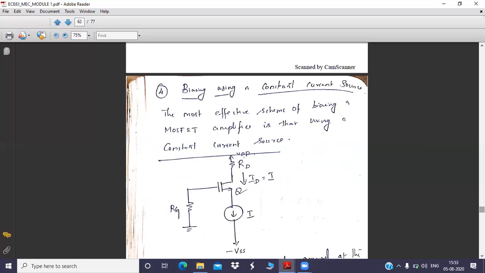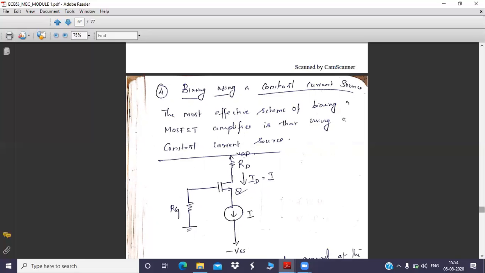Again, we are not getting the Q point in a stable manner. ID changes drastically with respect to temperature variations or other external parameters. That is not appreciable. Whereas in the second and third cases, by using some degeneration action, we are able to maintain the Q point stable. In the second case, we have added RS. And we discussed what happens when RS increases: the slope of the load line decreases, and we get a stable Q point.